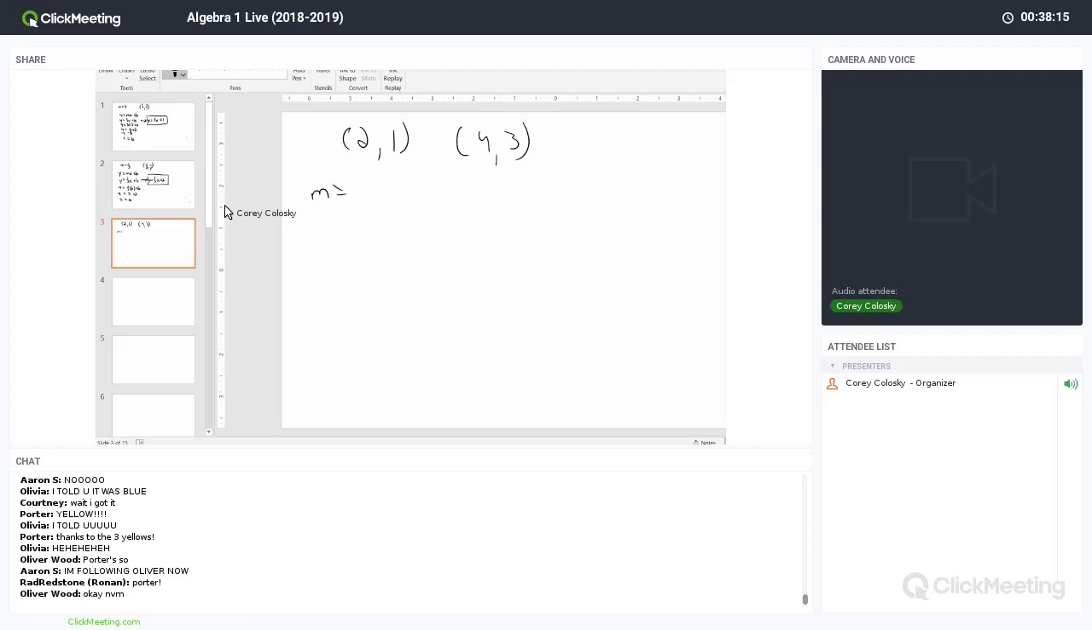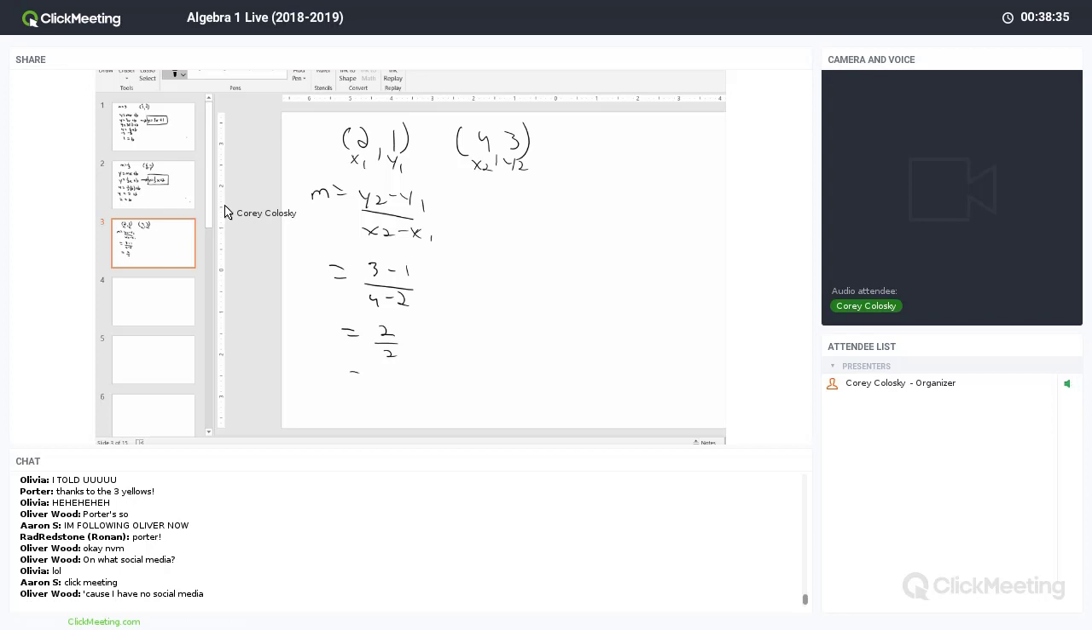To begin, we want to find the slope using your slope formula. So this is x1, y1, x2, y2. Remember, you do the y2 minus y1 over x2 minus x1 formula. So if you do y2 minus y1, you have 3 minus 1. x2 minus x1, you have 4 minus 2. So you have 2 over 2, which would equal 1 for the slope.